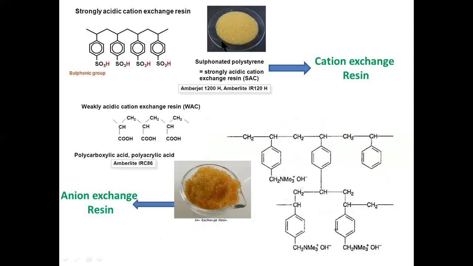Assume this is a strong cation exchange resin. Here, this is going to be the polymeric surface. You can look at the benzene structure. All those benzenes have got an SO3H group at the para position. Each and every benzene ring in its para position has an SO3H group.